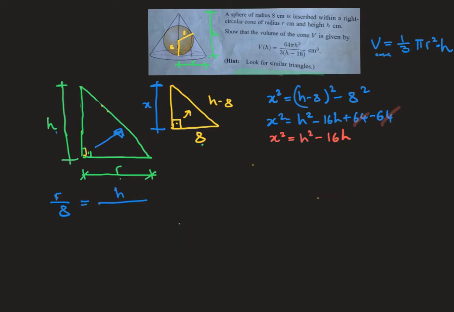The next step is to have x by itself. So we're going to do square roots on both sides. So this is going to be x equals the square root of h to the power of 2 take away 16h. So we now have x by itself. You do know when we are taking square roots on both sides that we have a plus or minus solution, but in this case, because we're talking about the length, it is not going to be negative, it's just going to be positive.